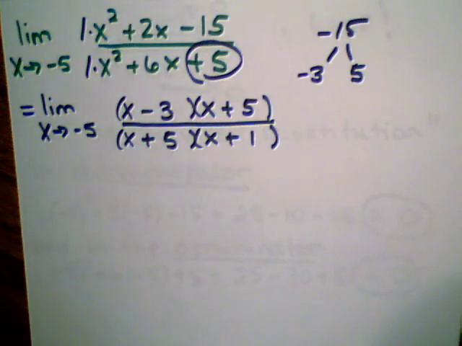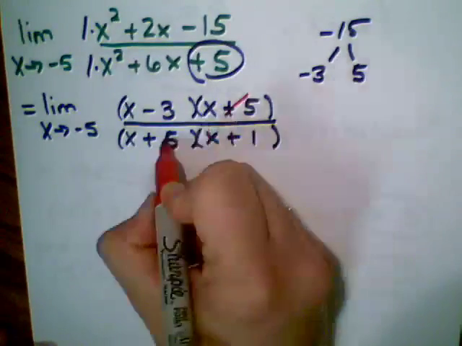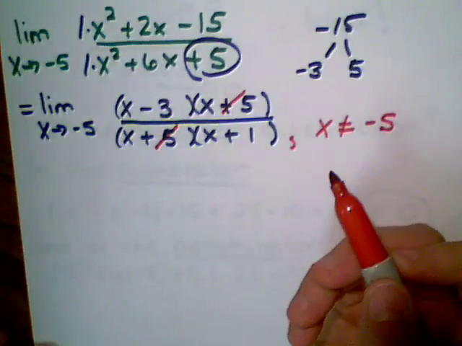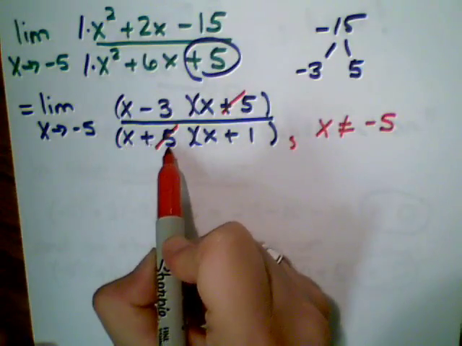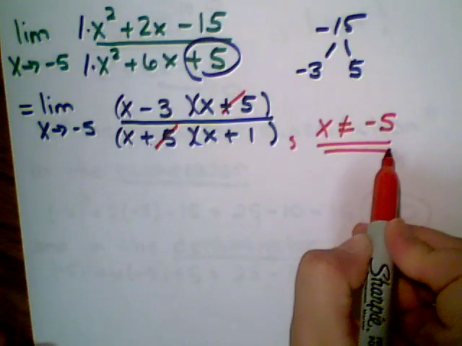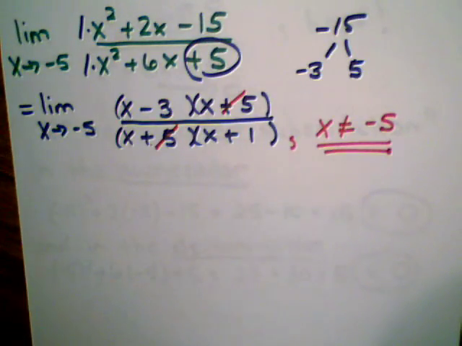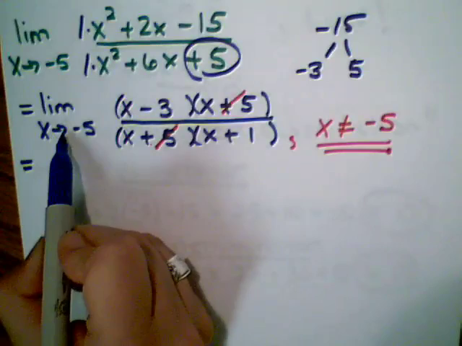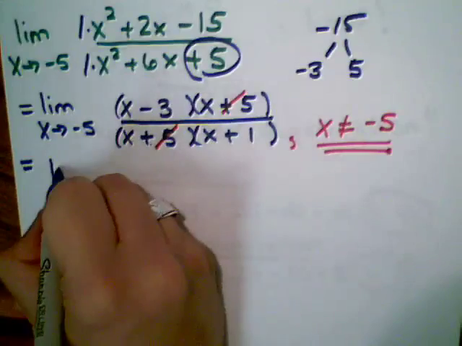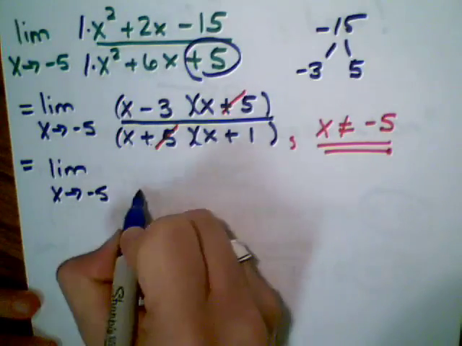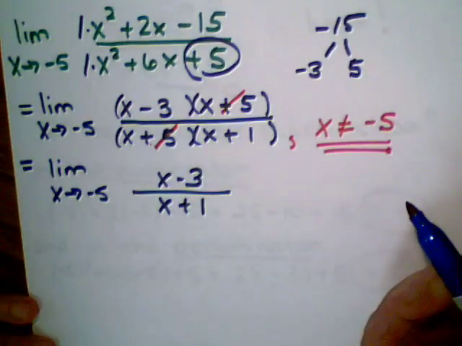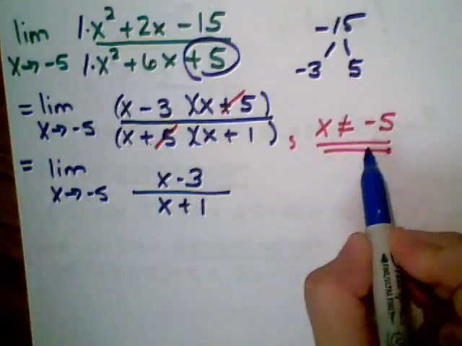We know we can rewrite a rational expression by canceling common factors as long as we don't change the denominator. Since x plus 5 would be 0 if x were -5, we need to restrict the domain of the function. But we know from evaluating limits that the value of a limit does not depend on this number here. So we can rewrite the limit equivalently as x minus 3 over x plus 1. And the value of that limit will not depend on x equals -5.